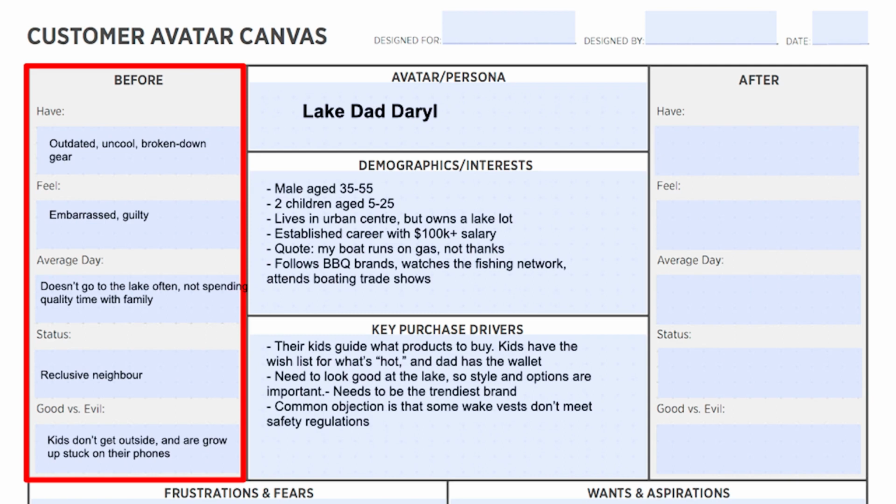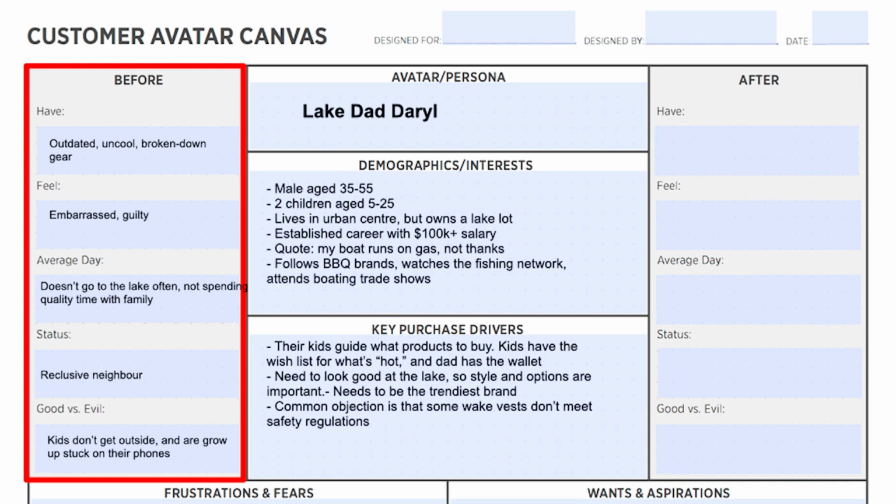So this is your customer's current undesirable state. And we start at the very top left there, and this is the have. What does your avatar have right now that they don't want? This should be as relevant to your products as possible. So for our Lake Dad Daryl, he has outdated, uncool, broken down gear.